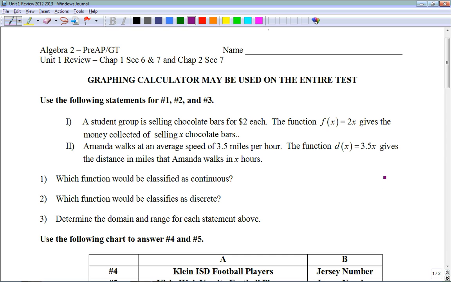Hey everyone, here is the Unit 1 review sheet. Feel free to fast forward to whatever you need to look at specifically, but I'm going to work through the whole thing top to bottom, so watch along for your test on Monday.